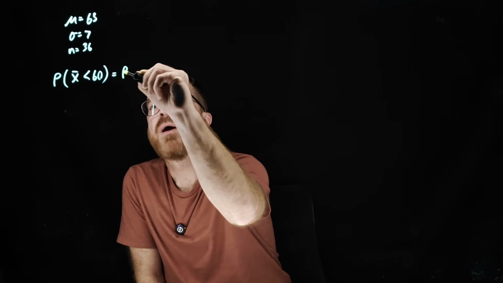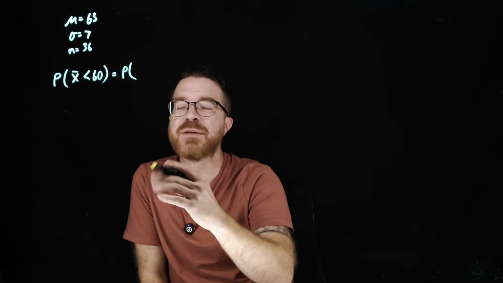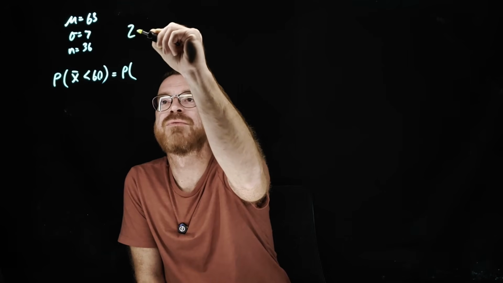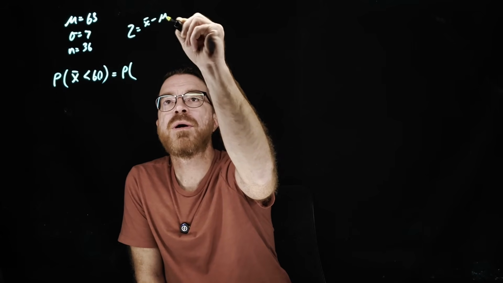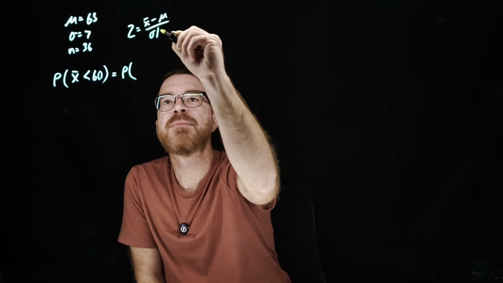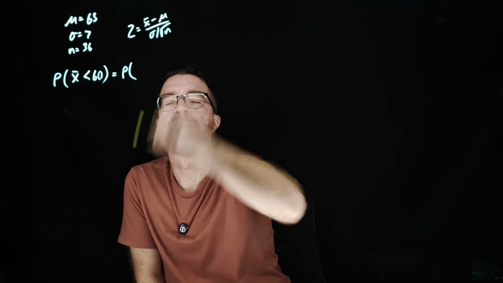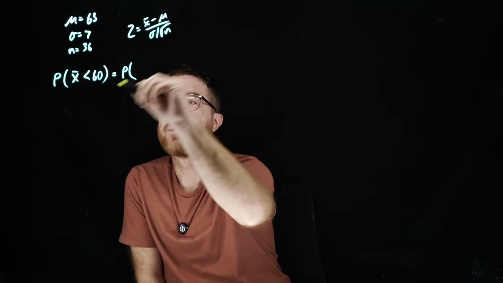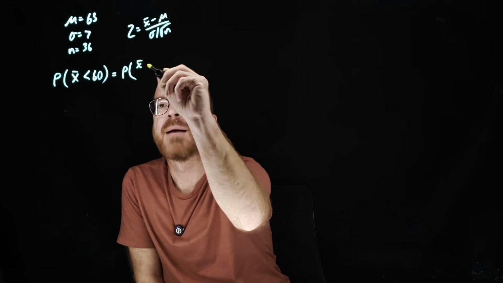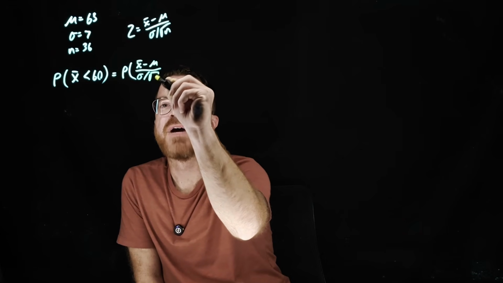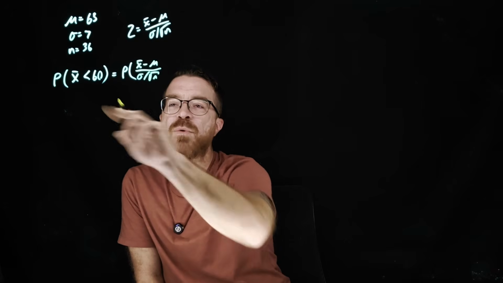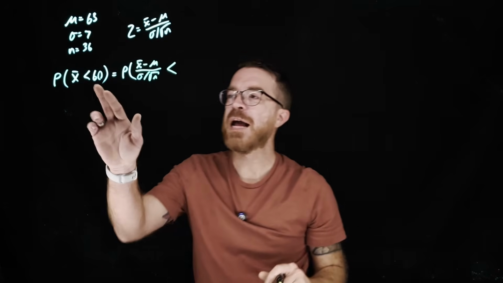So we have the probability of, now I need to do a z transformation. The z transformation for a problem with x bar is going to be z equals x bar minus mu divided by sigma divided by the square root of n. So in this case, I'm going to take my x bar, subtract mu from it, divide by sigma, and then divide that by the square root of n. My inequality does not change, and now I'm going to plug in my values.